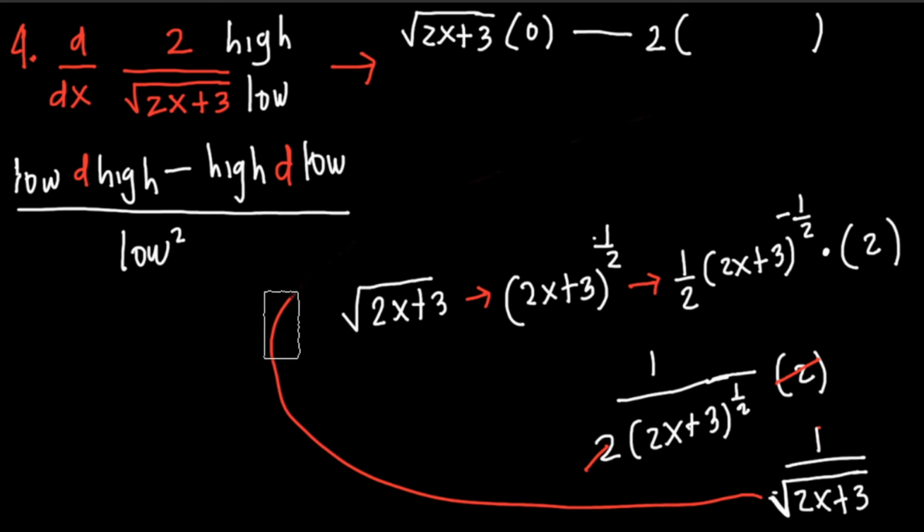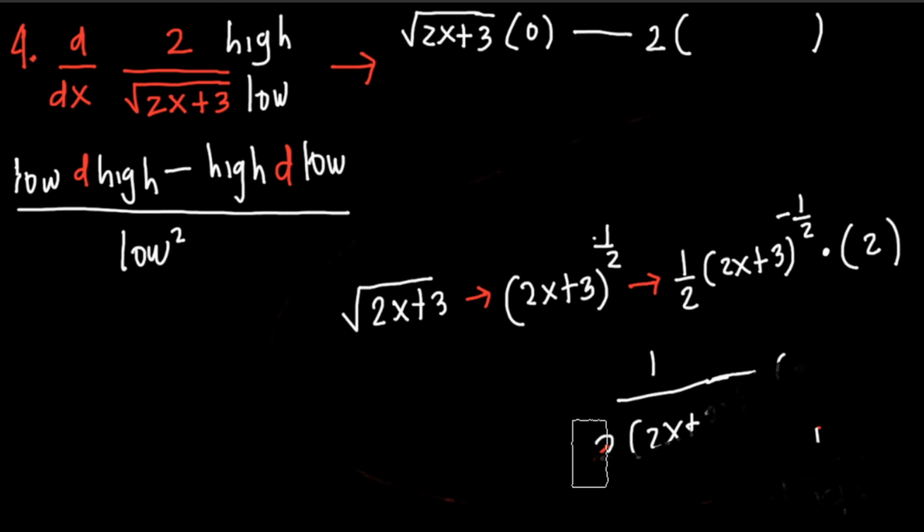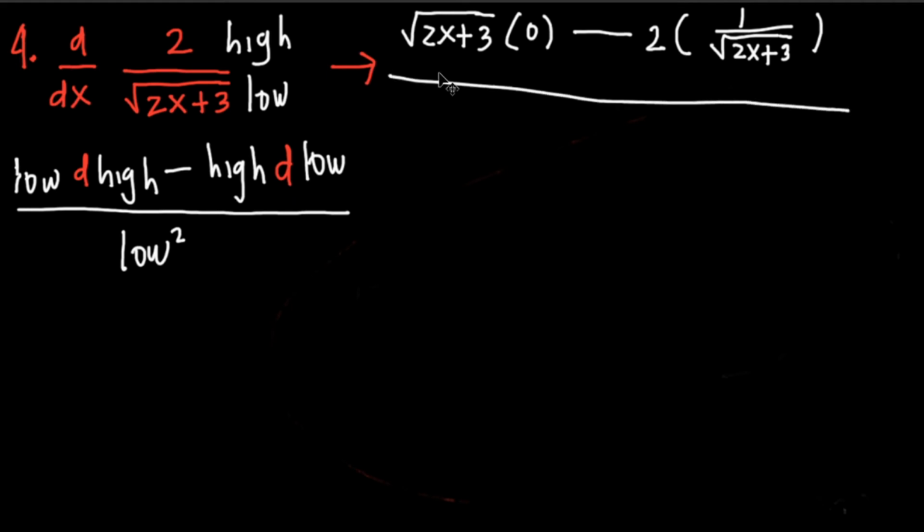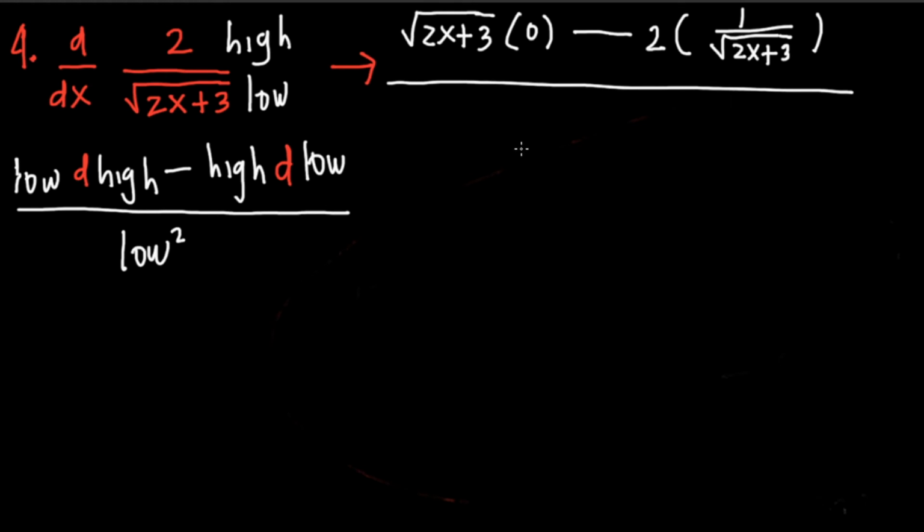So, quotient rule siya na may chain rule sa loob. Okay? So, nandito is 1 over square root of 2x plus 3. Okay. So, low D high minus high D low all over low squared. So, square root of 2x plus 3 squared. Ayun, tapos na yung calculus part.